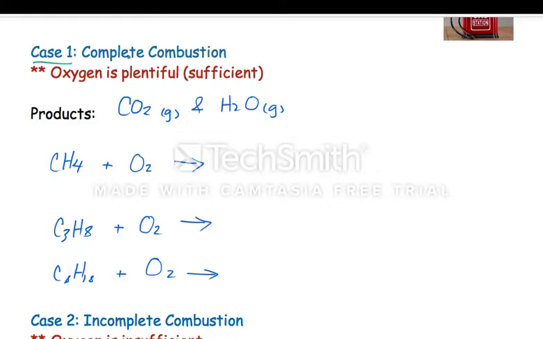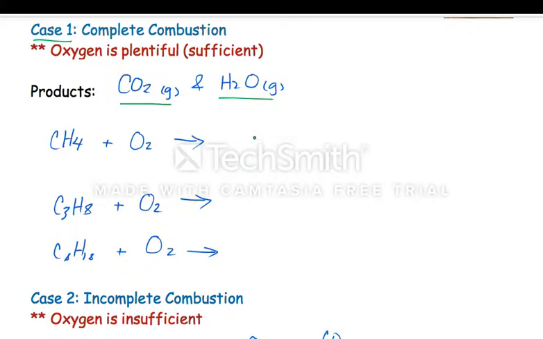In the first case, we have oxygen in plentiful quantities, so oxygen is sufficient. Whenever oxygen is sufficient, like let's say you're outside in plain air, oxygen in that case is sufficient, we have what we call a complete combustion. Now, complete combustion has two products always. Whenever we're talking about carbon-containing compounds, the products of a complete combustion are carbon dioxide gas and water vapor, H2O gas, because you're producing a lot of heat, so you're not going to have liquid water. It's going to evaporate due to the heat.